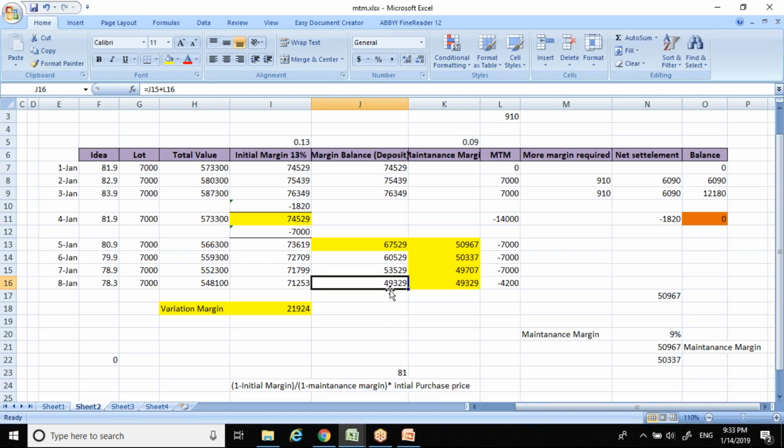So the idea is this: if you say that you don't have the money for the variation margin, your position will be squared off. That means you have purchased, so the position will be sold off by the broker, and at whatever price it got sold, after deducting your losses, brokerage and taxes, they will return you the remaining amount. Give me a second.